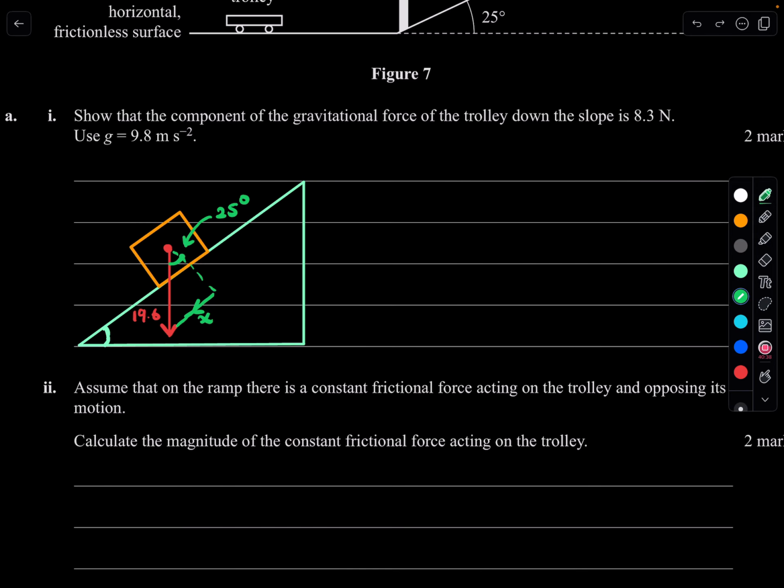And so it's basic trigonometry. We're trying to find our opposite and we have a hypotenuse, so we're going to use sine. Our angle 25 is opposite. So x over 19.6, so our x is 19.6 sine 25 degrees. It's going to be 8.3, basically. Yeah, we did get 8.3. 8.3 newtons. Done.